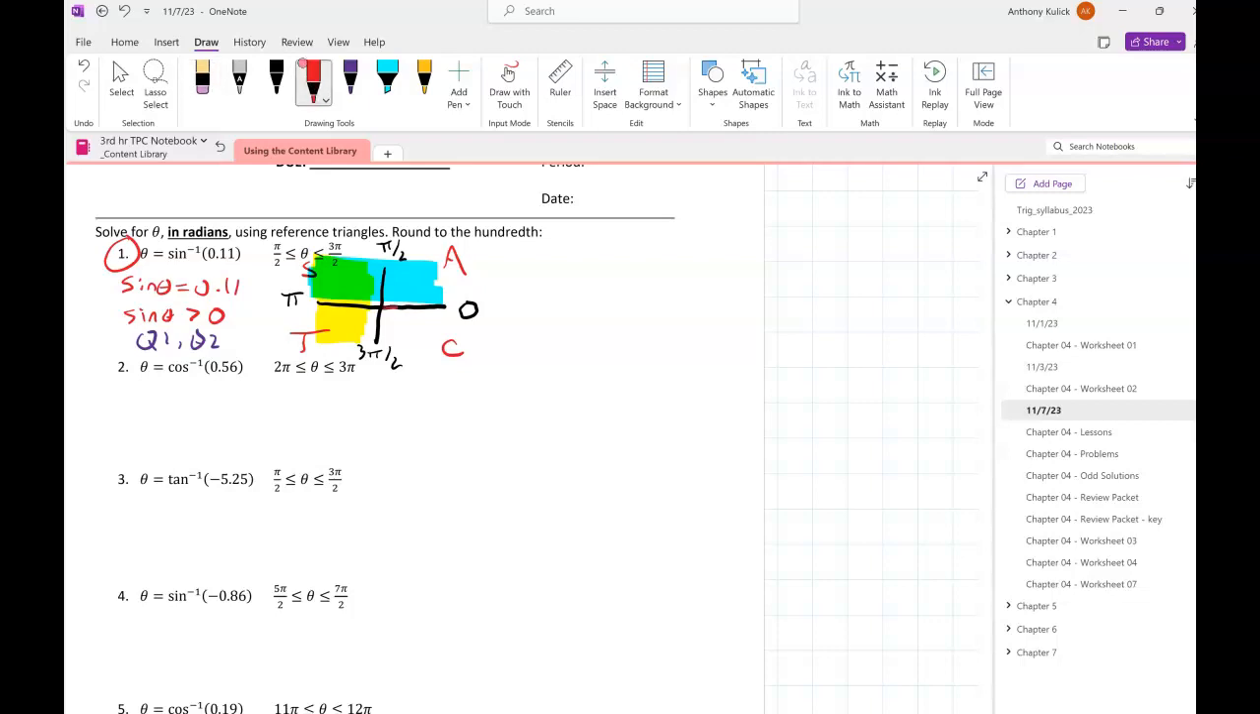So I'm going to draw a standard position angle now. Initial side on the positive x-axis, terminal side in quadrant 2. That's where my angle theta is. Does it matter where in quadrant 2 I put that terminal side? Not really. Just put it in there somewhere. I usually stick it in the middle so there's plenty of room to write around it. Scale doesn't matter.